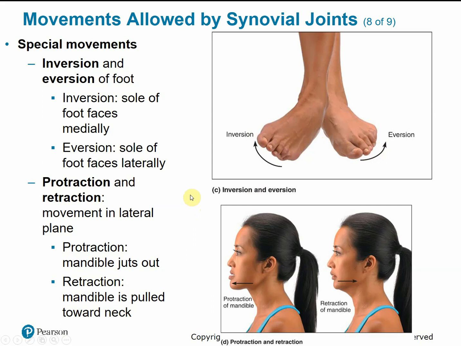Protraction and retraction occur in the mandible. Protraction is where the mandible, or the lower jaw, will kind of jut or stick outward. Right? So you have an underbite. Retraction is where the mandible is pulled inward toward the neck, or retracted inward. So you would have more of an overbite.